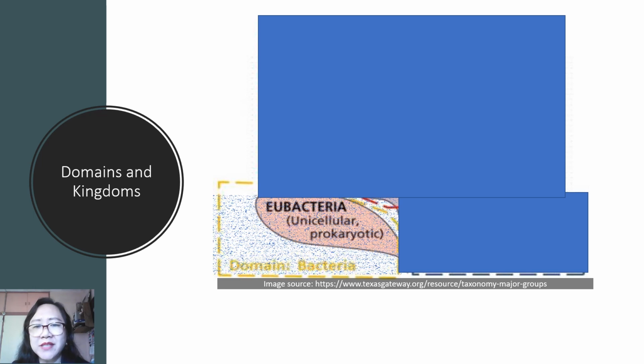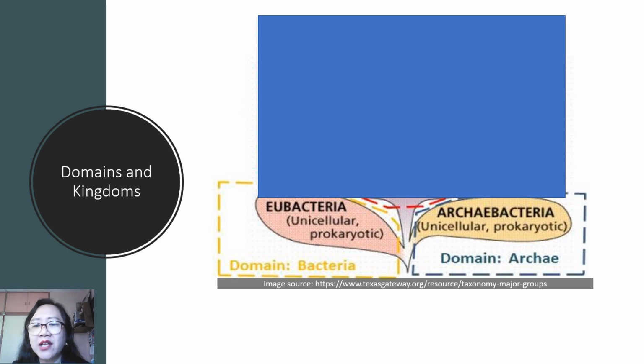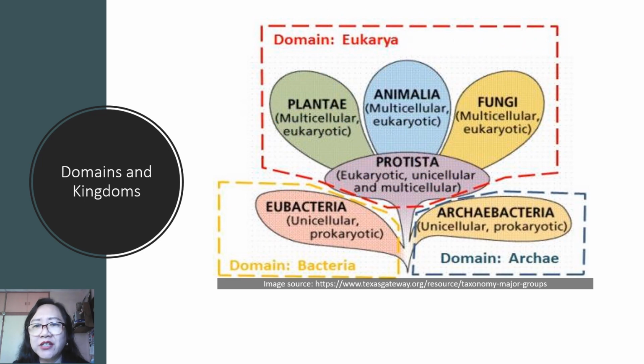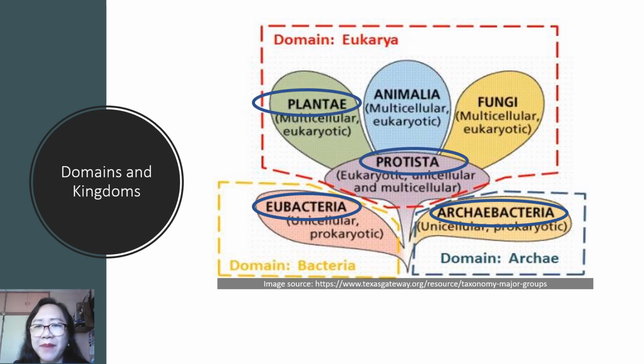The 3 domains are domain Bacteria, domain Archaea, and domain Eukarya. Under kingdoms, we have 6: Kingdom Eubacteria, Kingdom Archaebacteria, Kingdom Protista, Kingdom Plantae, Kingdom Animalia, and Kingdom Fungi.